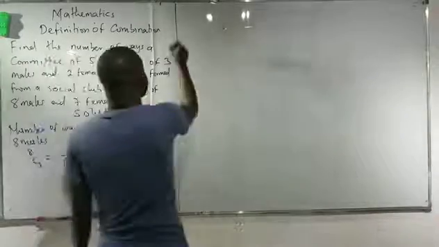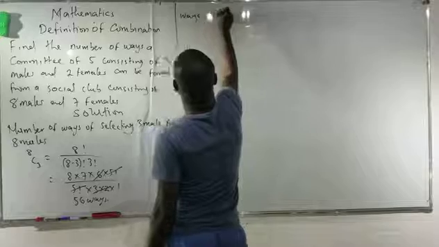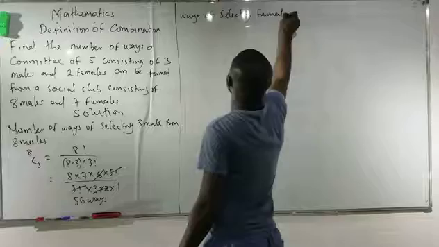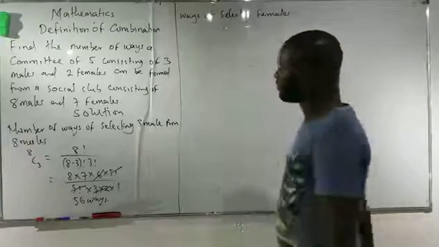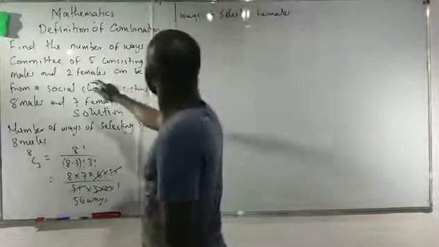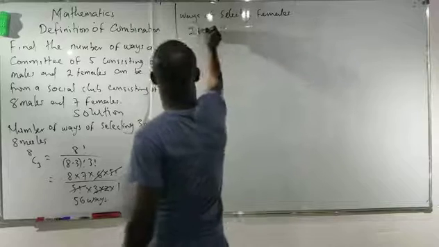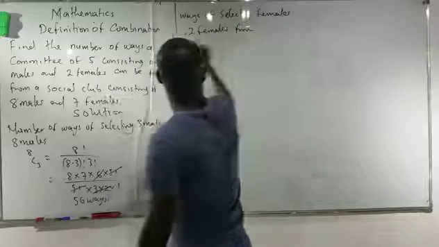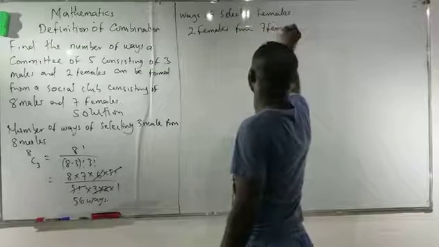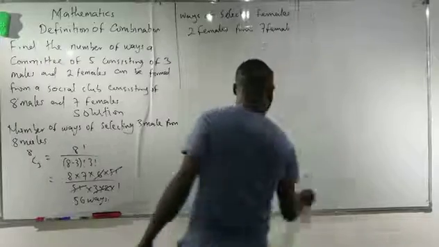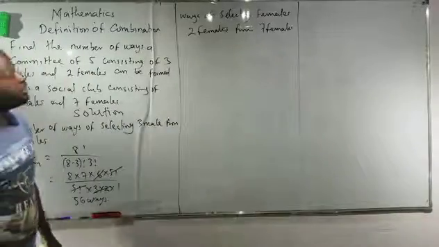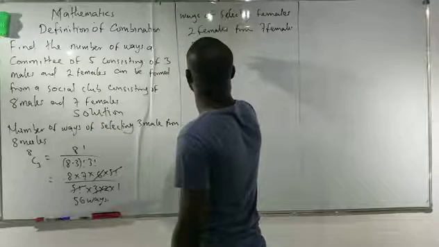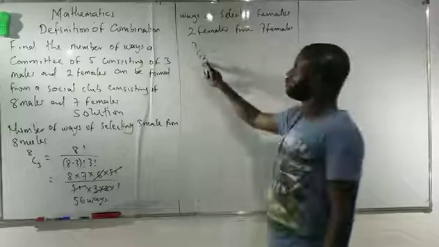Now, let's talk about the ways of selecting females. I think we have 2 females from how many? 7 females. What we are going to do here is work on 7 out of what? We want to select 2 out of 7.